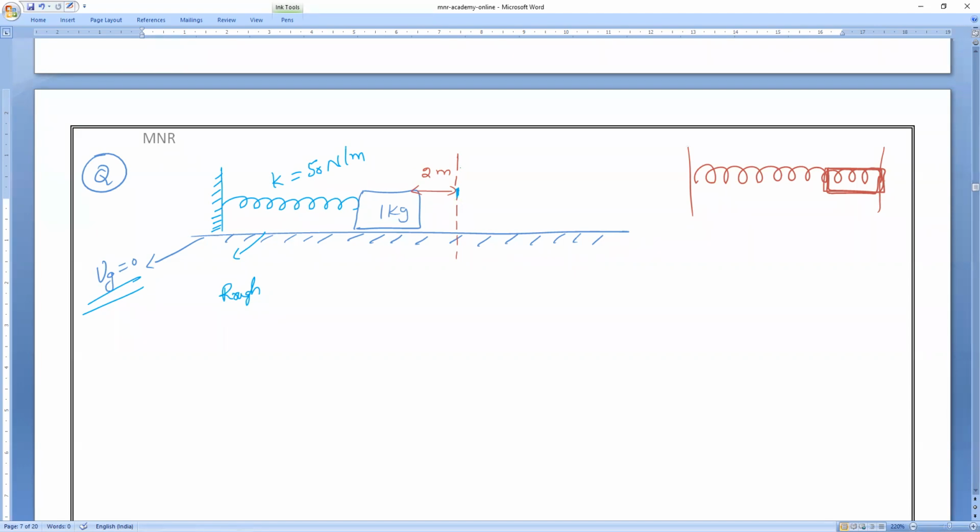So which energy is it possessing? Potential energy or kinetic energy? Potential energy. So is initial potential energy existing or not? Yes or no? No. It is compressed. Initially itself it is compressed. So initial potential energy does not exist.